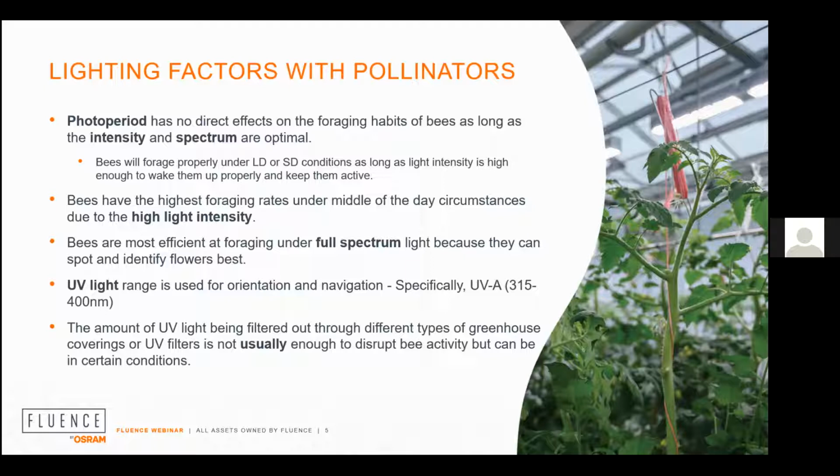It's good to note as well that the UV light range is used for orientation and navigation. So when looking at your greenhouse, pay attention to the UV filters and coverings you have on it. Even though they don't take a ton of UV light to navigate properly, they can be disrupted if the coverings are too heavy, or if you have very low natural light conditions, say in wintertime, and you still have these UV coverings on the greenhouse. It can disrupt their orientation process as far as foraging goes.